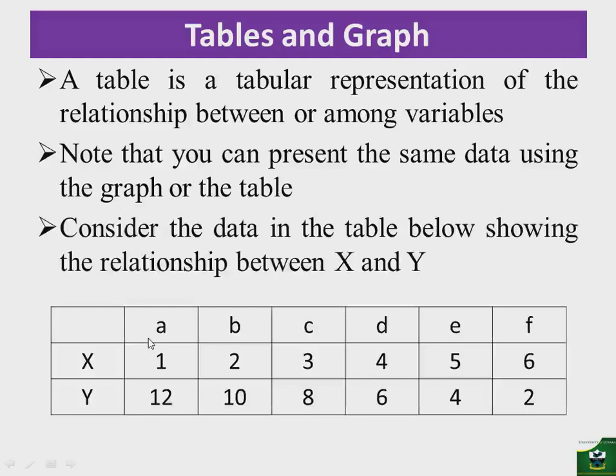Given this data, you will notice that on the x side, you have numbers ranging from 1 all the way to 6, and on the y side, numbers are reducing in multiples of 2 from 12 all the way to 2. This means that there is an inverse relationship between x and y. As you move from point A to point F, the values of x are increasing while the values of y are reducing. In other words, the more the value of x increases, the less the value of y becomes.